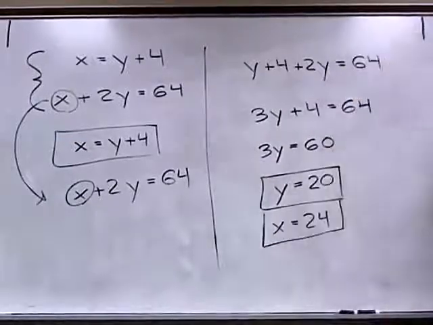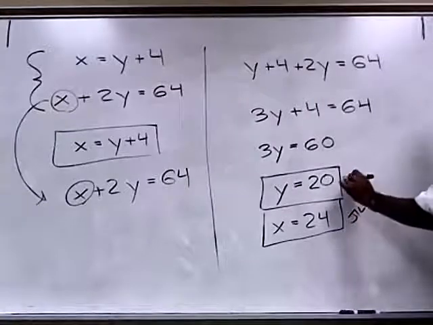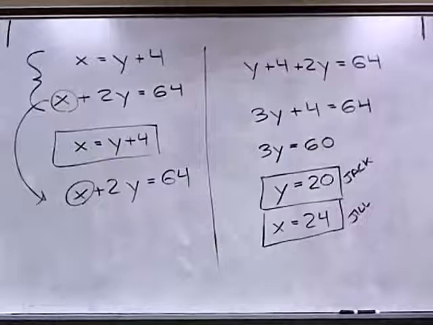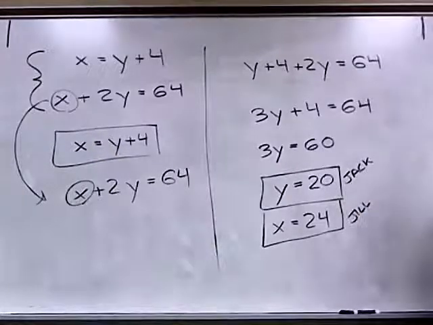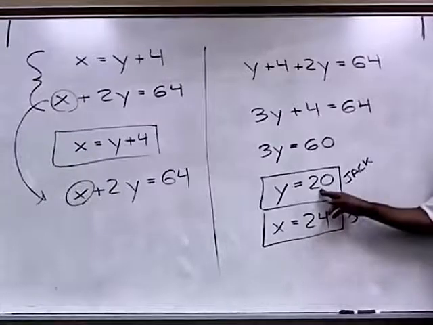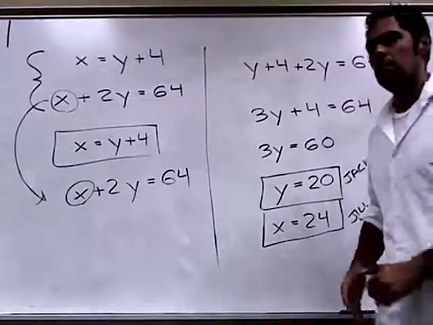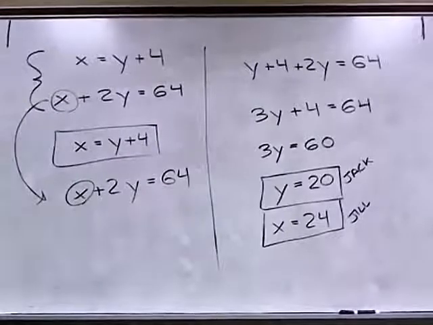So let's just check it. X was Jill, y was Jack. The first sentence said that Jill is 4 years older than Jack. Is that true? Yes. Second one says that Jill's age added to twice Jack's age should be 64. So what's twice Jack's age? 40 plus 24? 64. That's it. The whole final can be that way. You like this?